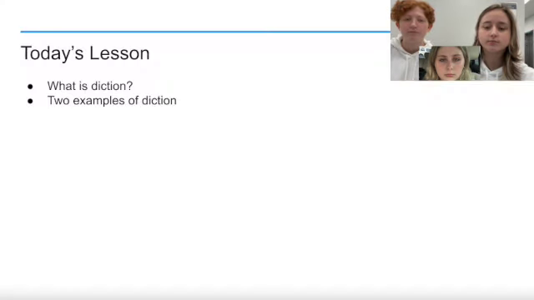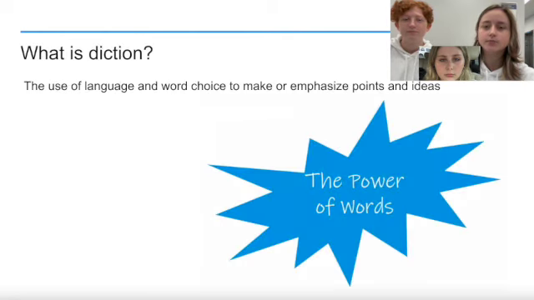What will we learn? Today's lesson: what is diction? Two examples of diction. What is diction? The use of language and word choice to make or emphasize points and ideas.